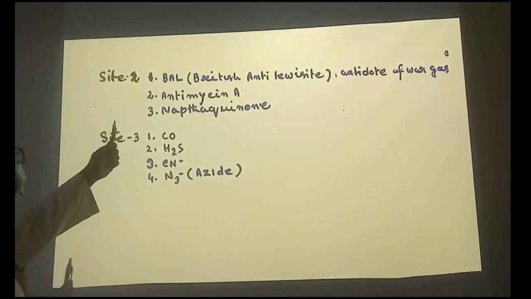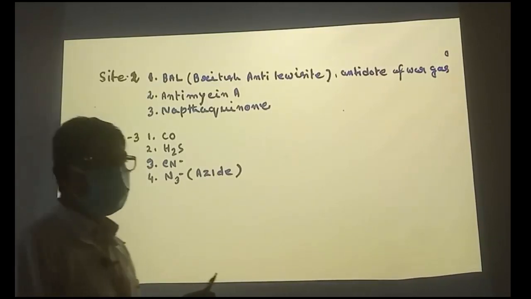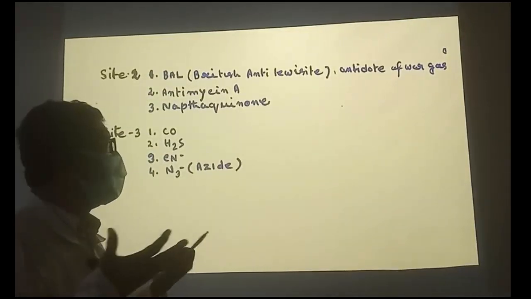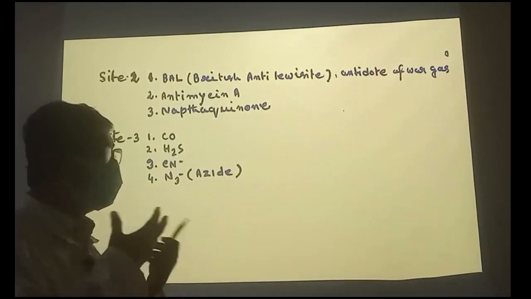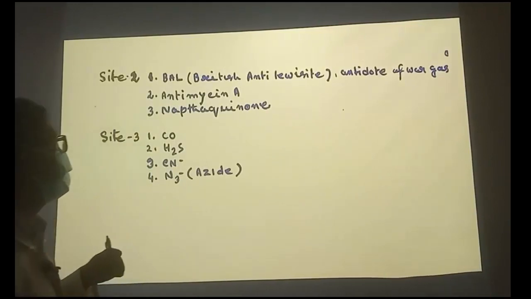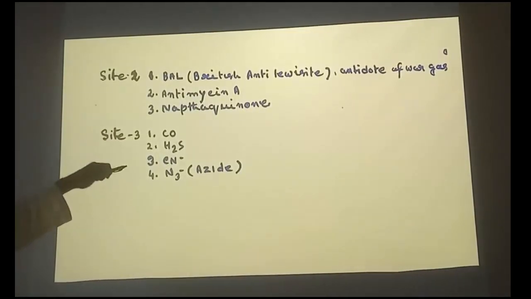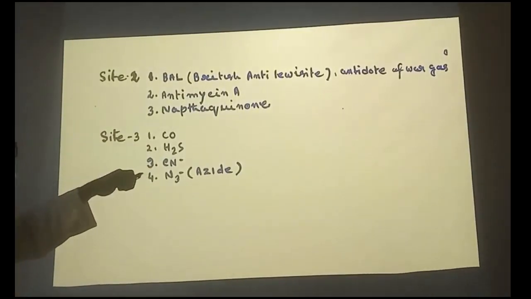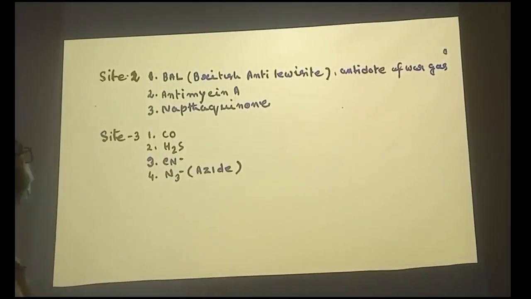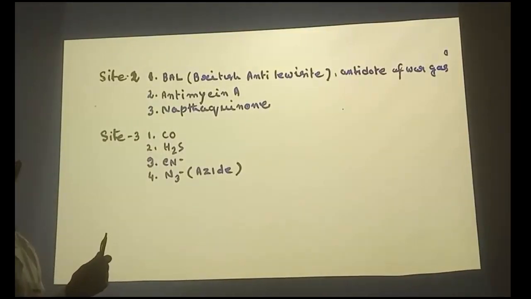Site 2 is blocked by British anti-lewisite, an antidote of war gas. War gas, a lot of poisonous gas, as you know, was utilized in the Second World War. At that time, these antidotes were given to the soldiers to prevent the toxicity of those gases. British anti-lewisite is one of them that blocks site 2. Antimycin A, another antibiotic, and naphthoquinone are also able to block site 2. That means complex 2 to coenzyme Q, that site.